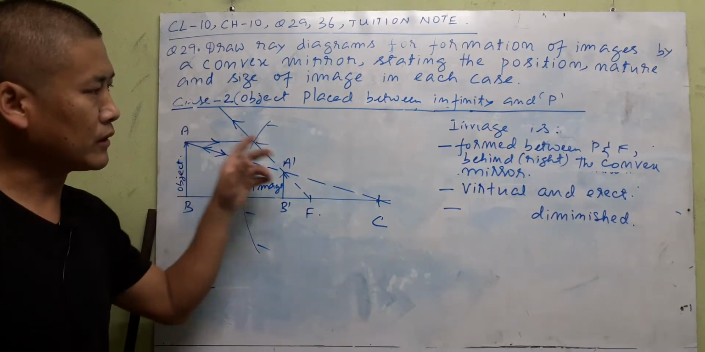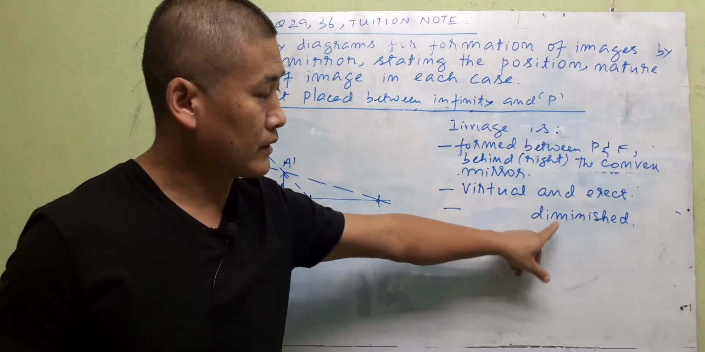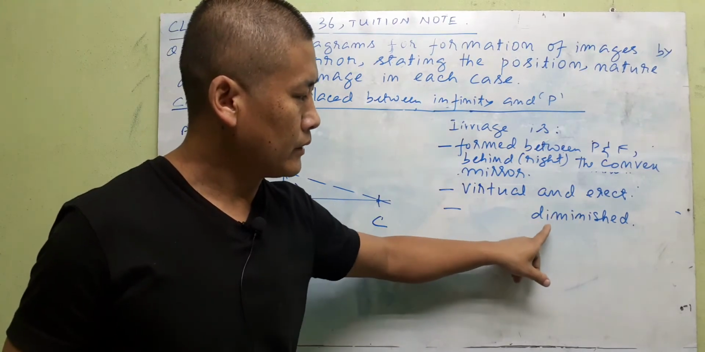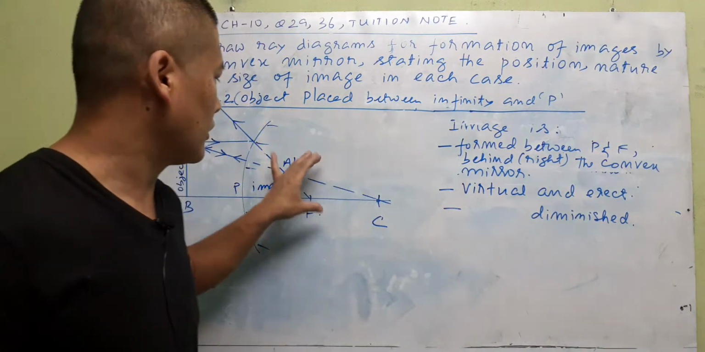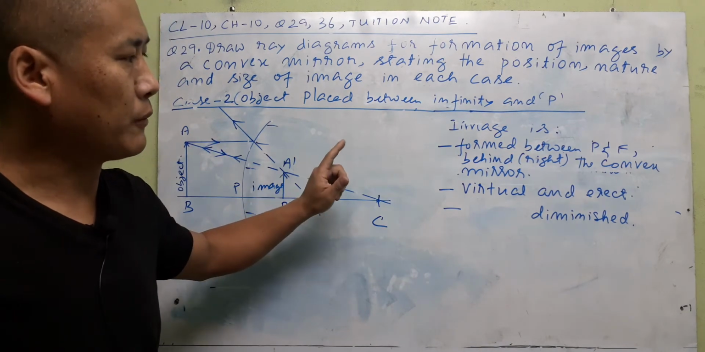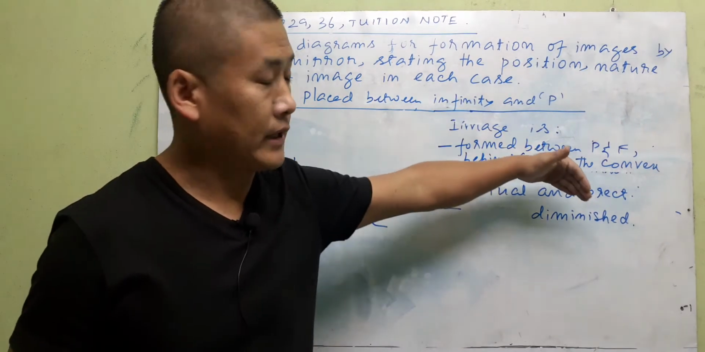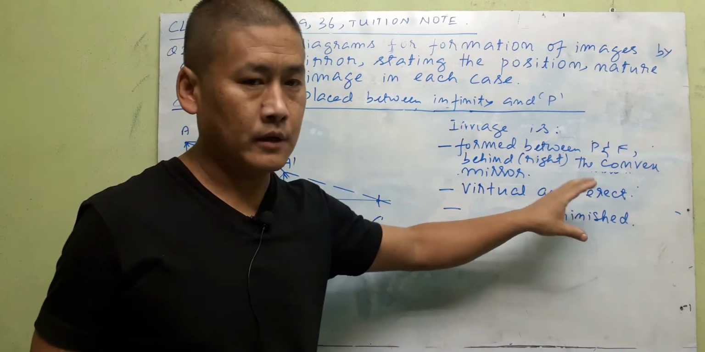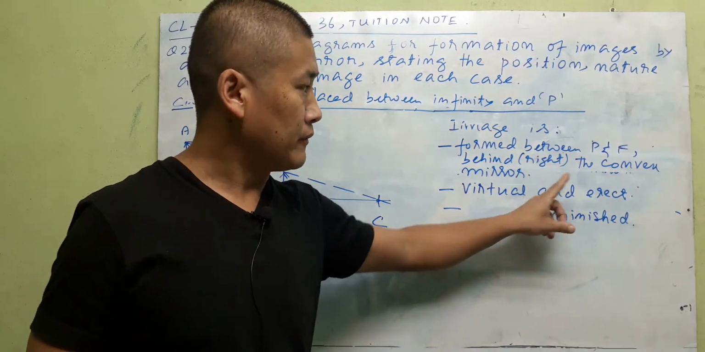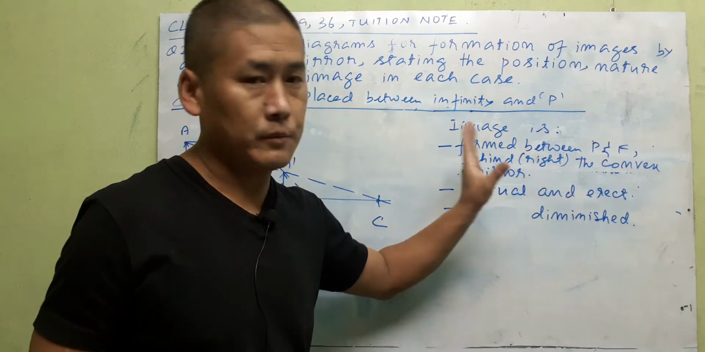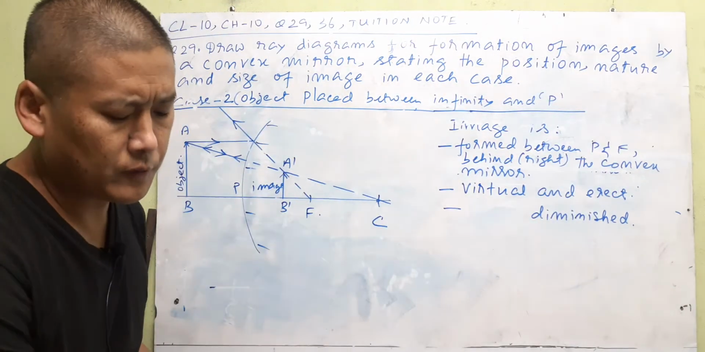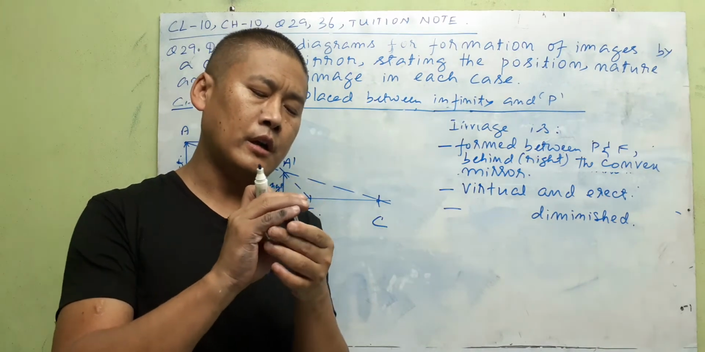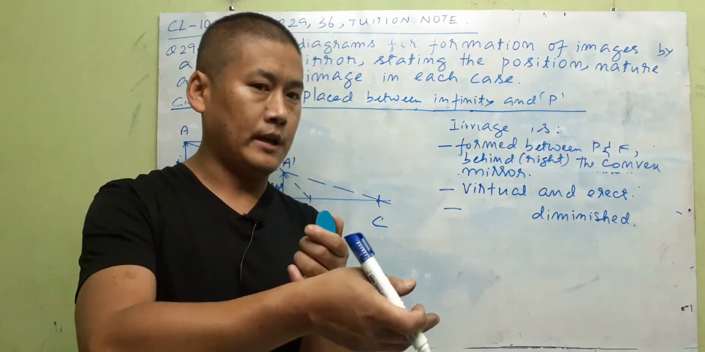So we saw in case 1 also it was behind the mirror, virtual, erect and highly diminished. Here also behind the mirror, virtual, erect and diminished. So we see that a convex mirror can form only one type of image: behind the mirror, virtual, erect and diminished. It cannot form a real, inverted image in front of the mirror. Impossible. So a convex mirror forms only one type of image. What is that? Virtual, behind the mirror, erect and smaller in size, right?